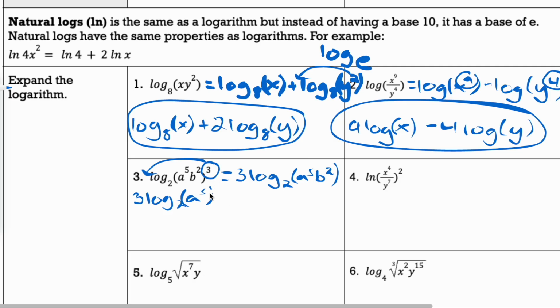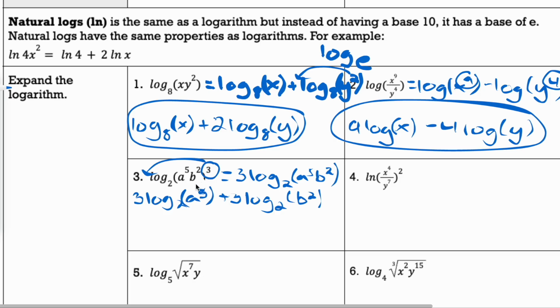Some of this may be hard to see. You should probably just refer to what I'm saying out loud if you can't read my handwriting, because this is tripping sometimes. 3 times log base 2 of b squared.